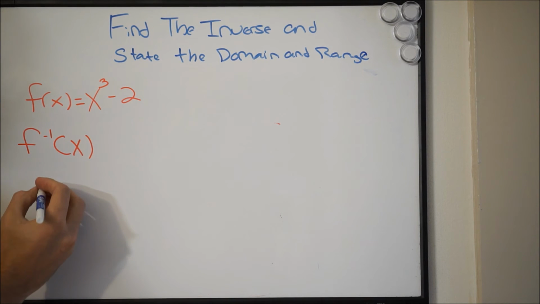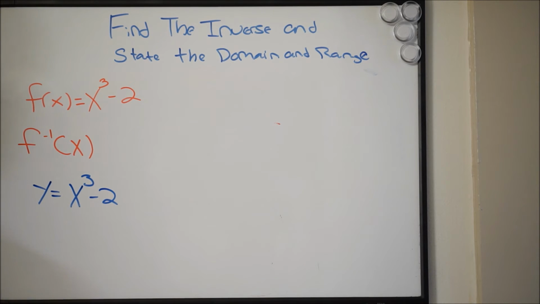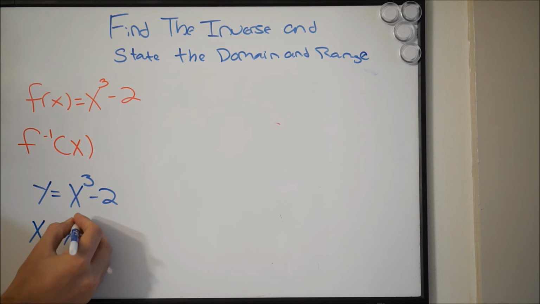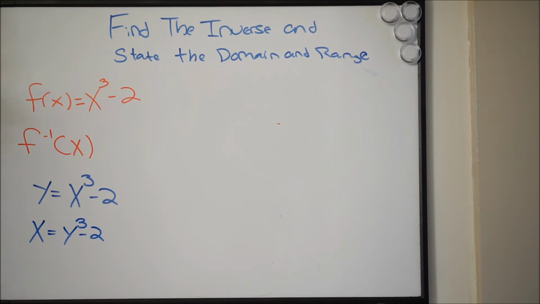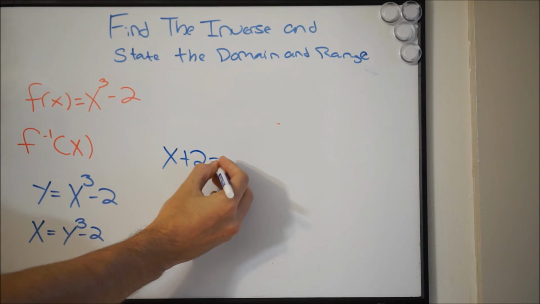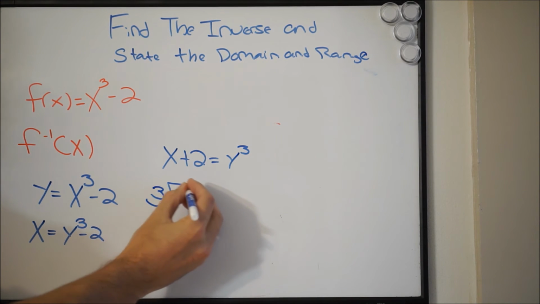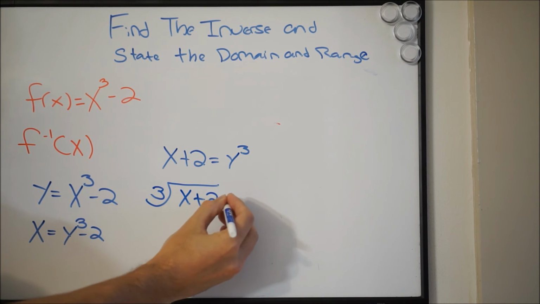We have, just rewriting this, y equals x cubed minus 2. Now replacing the y with x and the x with y, we have x equals y cubed minus 2. Essentially what you want to do here is just solve for y. So we're going to add 2 on both sides. We get x plus 2 equal to y cubed. Then you're just going to take the cube root on both sides in order to get rid of this exponent of 3. So we get the cube root of x plus 2 equal to y.